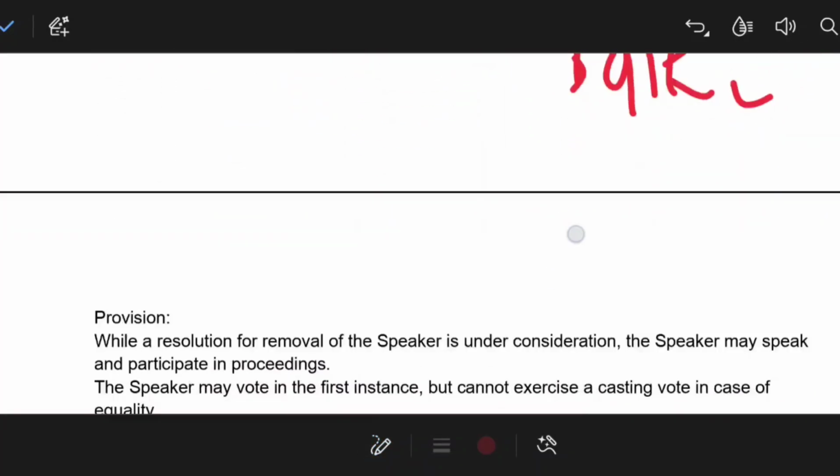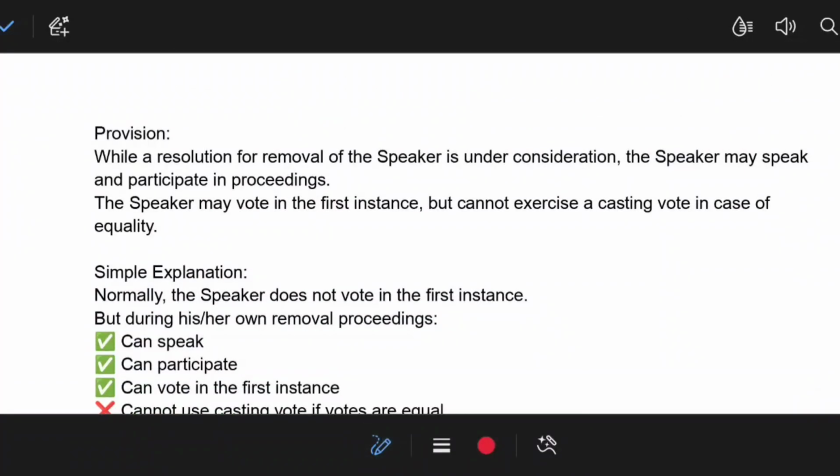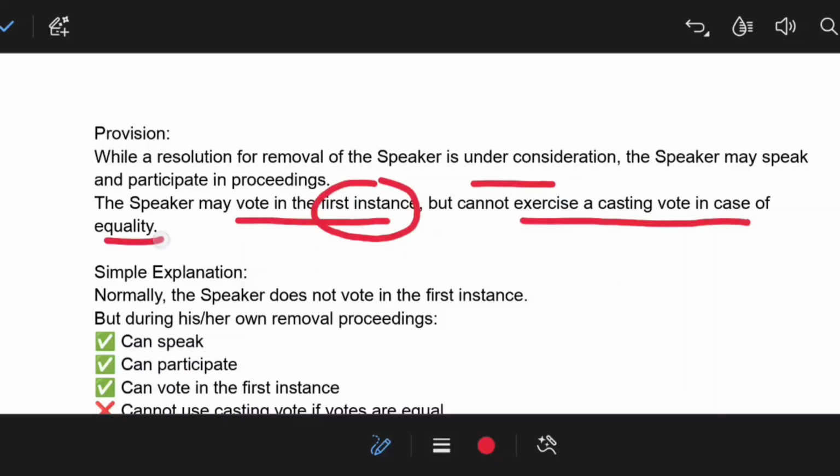Clear? Clause 2: while a resolution for the removal of the speaker is under consideration, the speaker may speak, and may also participate in the proceedings of the house. The same is true in the case of the deputy chairman also. The speaker may vote in the first instance. This is an important point, and this power does not lie with the chairman or the deputy chairman, but the speaker can't exercise a casting vote in case of equality.